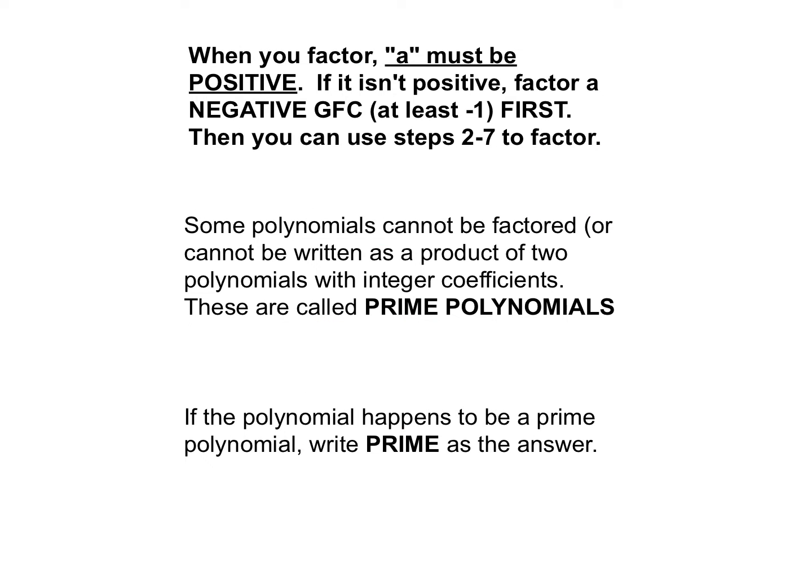I mentioned this one on the first slide. A must be positive. If it's not positive, factor out a negative greatest common factor. If there is no greatest common factor, you need to factor out a -1 to flip the signs of everything inside. Then continue on with your steps 2 through 7. If you have tried steps 1 through 7 and you cannot factor it, it could be a prime polynomial and you write prime as the answer. But you have to try all the factors first before you quit.